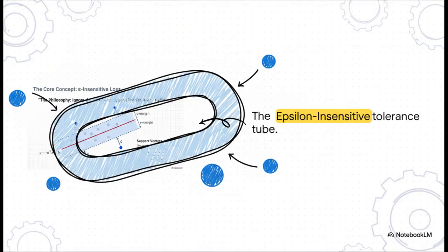Let's think about how that philosophy translates geometrically. Imagine the epsilon margin as a literal tolerance tube surrounding your prediction. Any data point that falls perfectly inside that tube, the model completely ignores it, zero penalty. It considers those points to be nothing more than expected experimental noise. The only points that actually matter to the math are the ones falling completely outside the boundary. Those outliers are called our support vectors, and they are the only points that dictate the final shape of our model.